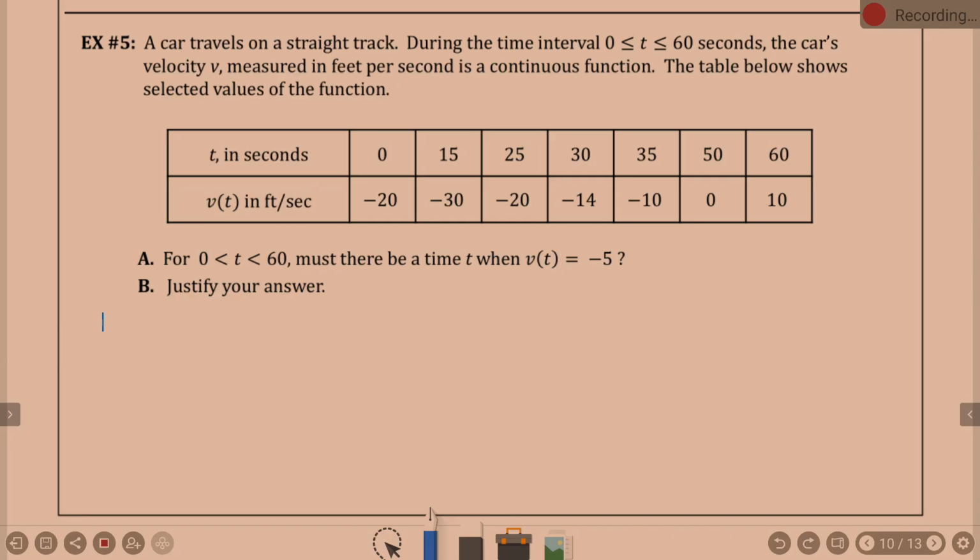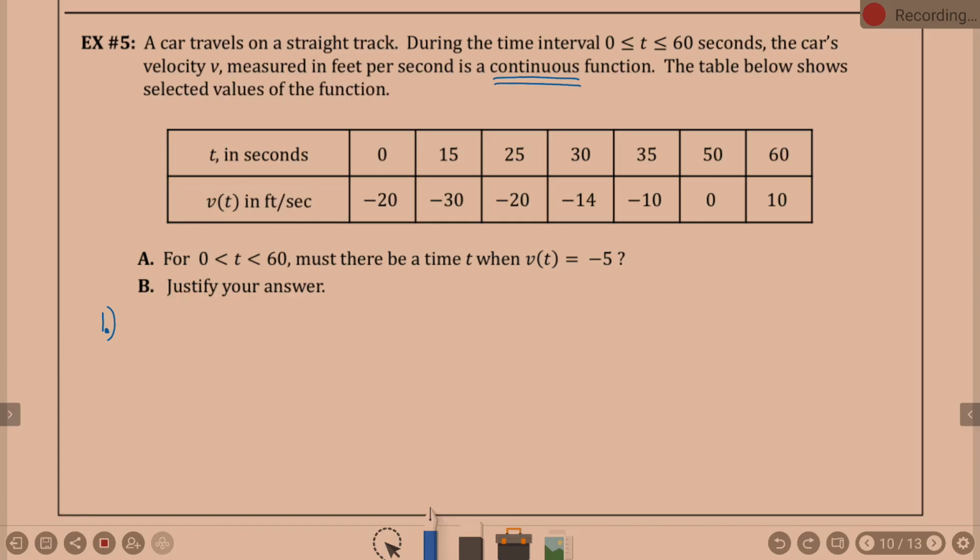Well, I reckon there's got to be a time where it equals -5 because it goes from -10 to 0. 1, it's continuous. 2, I guess are you saying like in a car you can kind of skip miles per hour? I guess if you accelerate fast enough.